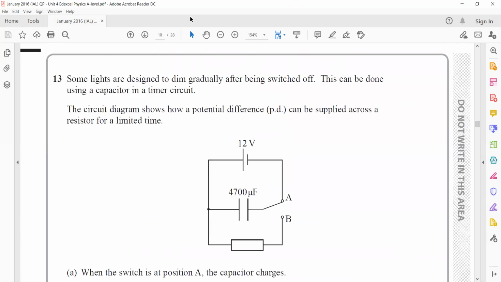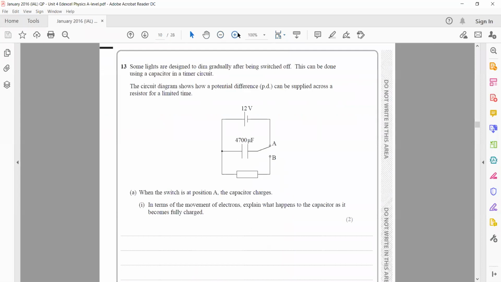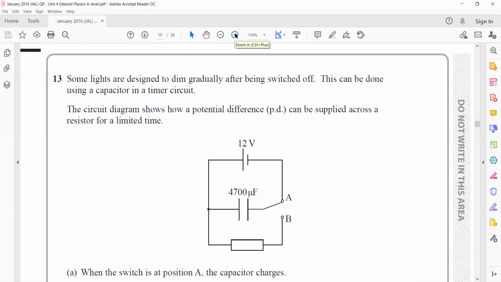Some lights are designed to dim gradually after being switched off. You can find these types of lights used in cars as well, like when you close the door, gradually the light will dim.